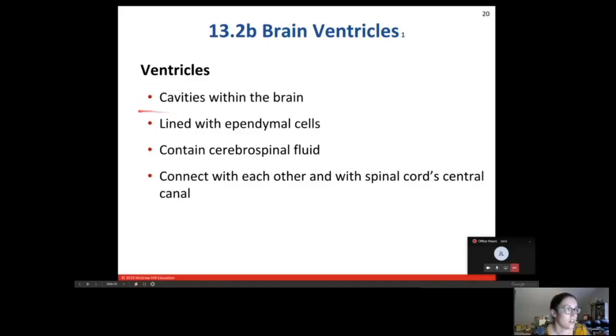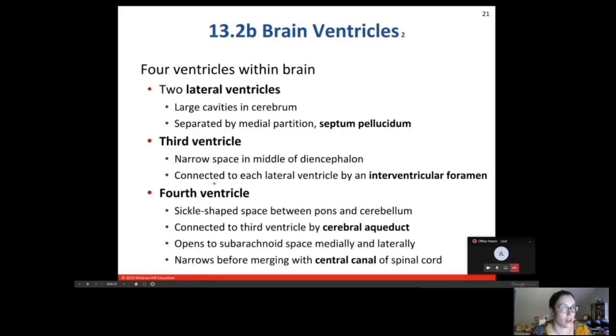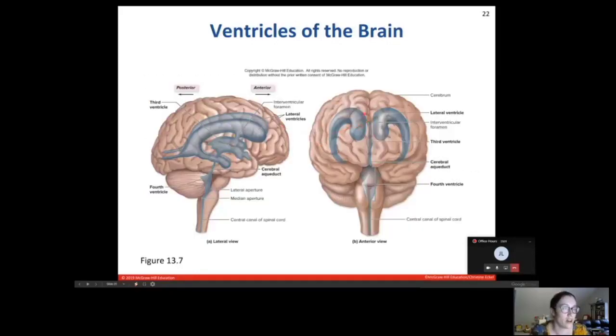Ventricles are cavities within the brain, and they're lined with ependymal cells. Remember we talked about in lecture that these ependymal cells are a type of glial cell, and they help make cerebrospinal fluid. They connect with each other and the spinal cord central canal. I'm going to show you a picture here. These are a potential space, like an opening within the brain, and these openings are filled with cerebrospinal fluid.